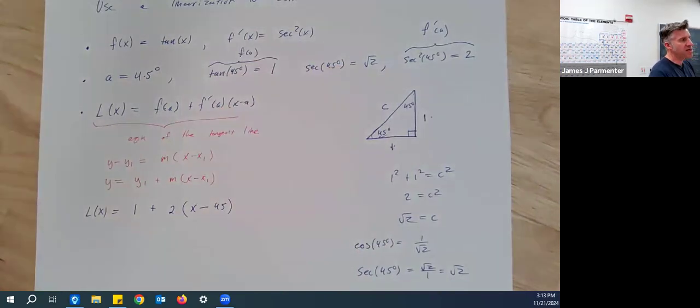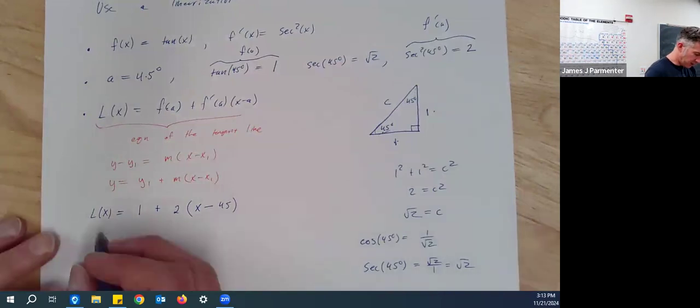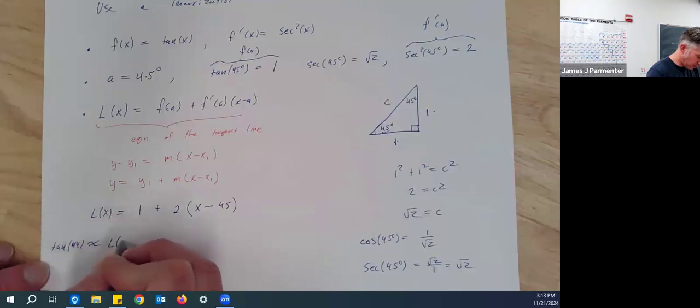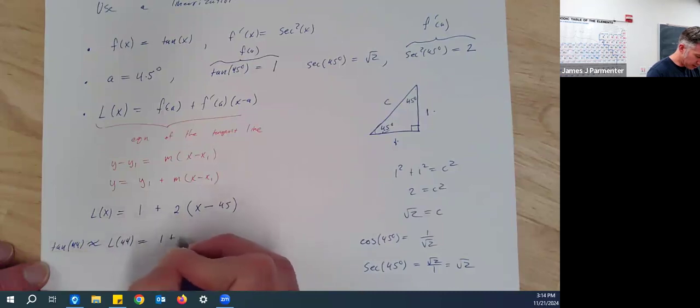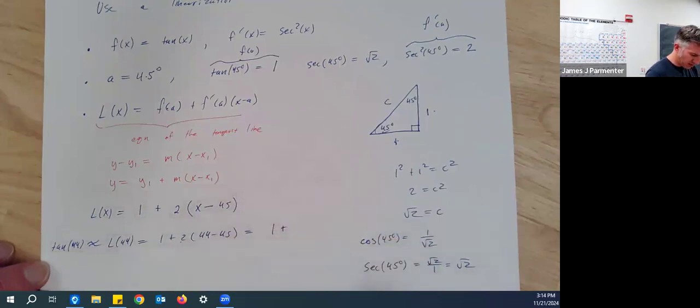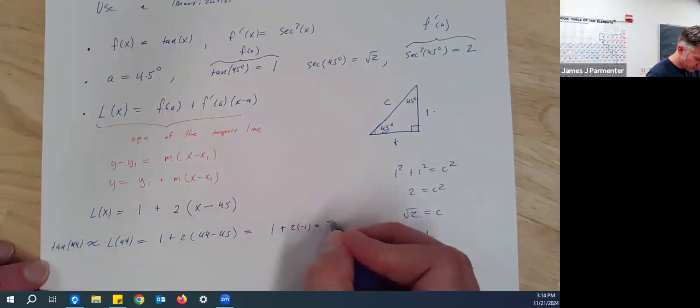Okay. I'm making an on-purpose mistake here that I will correct in a moment. But I want to make this mistake so that you all see, because people like to ask this kind of question to get people to make this kind of mistake. So the value I was trying to estimate here was tangent of 44, right? So I'm going to plug in 44. I'm going to say the tangent of 44 is approximately L of 44, which is 1 plus 2 times 44 minus 45, which is going to be 1 plus 2 times -1 is -2 plus 1 is -1.